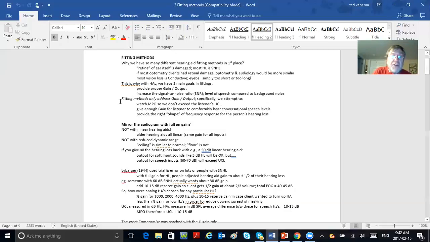Fitting methods also address only gain and output. Specifically, we attempt to watch the maximum power output of the hearing aid so it doesn't exceed the listener's uncomfortable loudness level. Give enough gain for the listeners to comfortably hear conversational speech. And thirdly, to provide the right shape of frequency response. A guy's got sloping high frequency loss, you want a rising frequency response from your hearing aid.